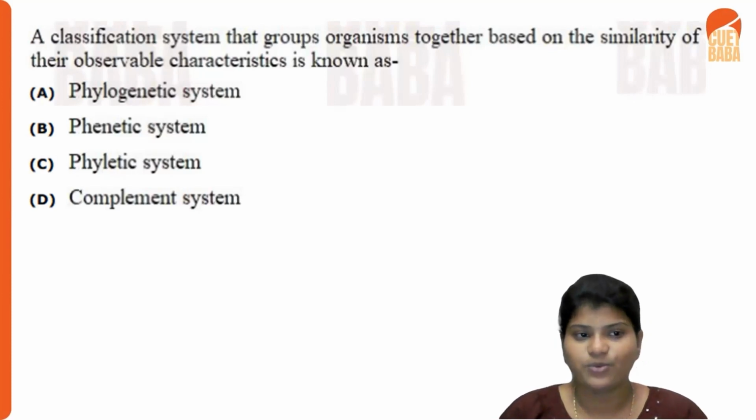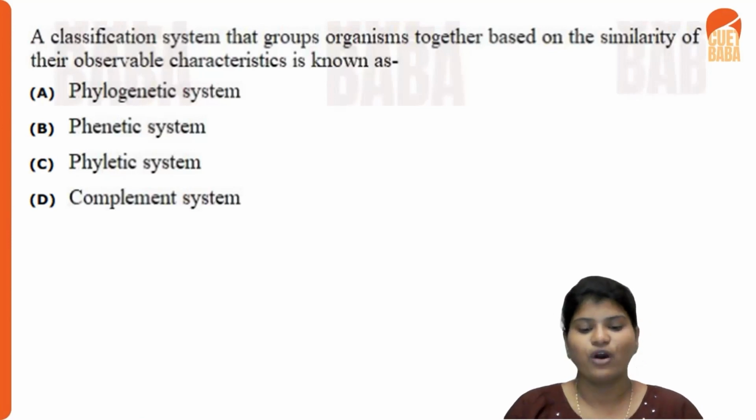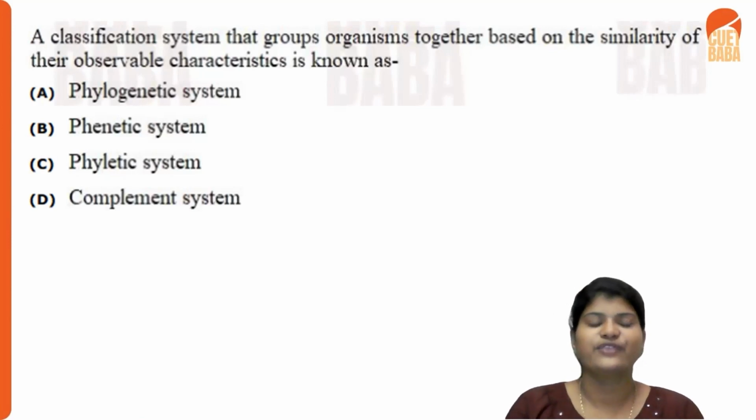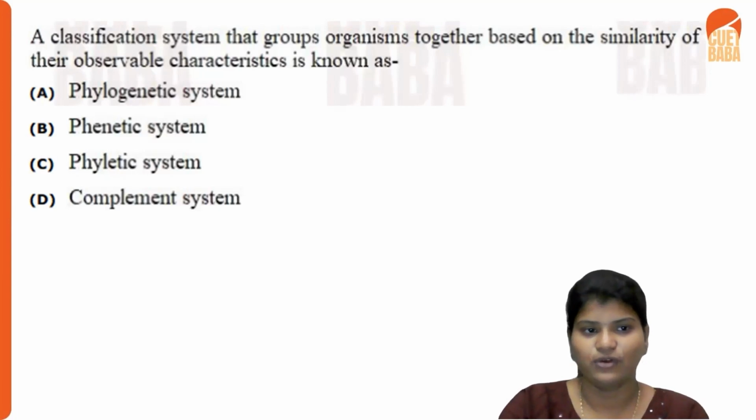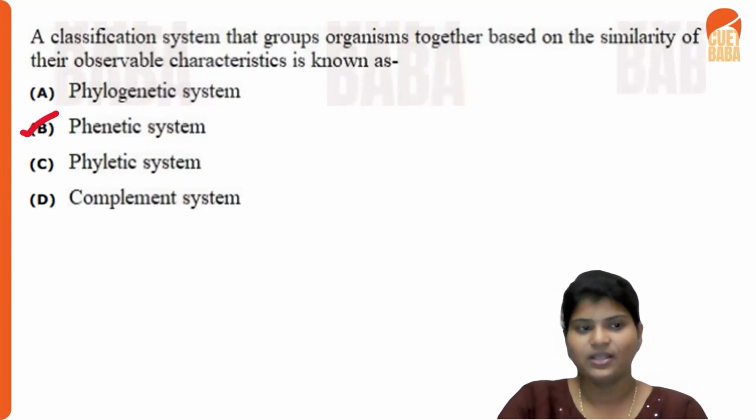The remaining option is what? Option B, phenetic system, which will be helpful for identifying the similarity of observable characteristics. For the appearances, this phenetic system will be helpful. So the option B will be the correct answer.